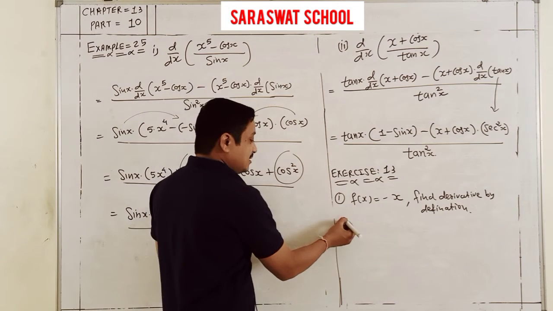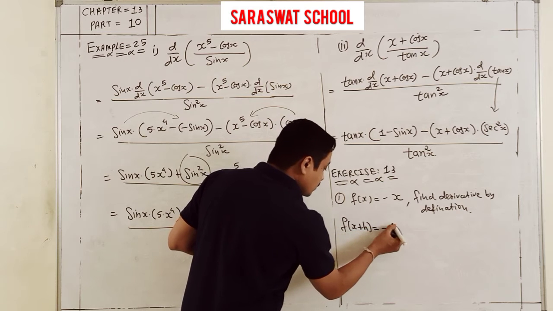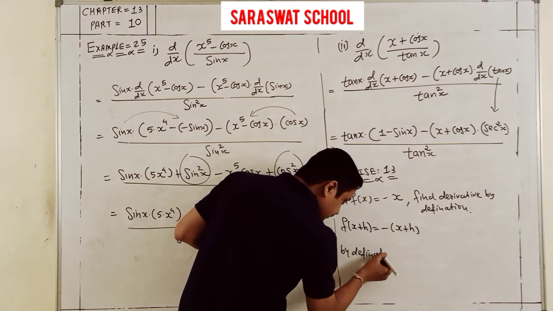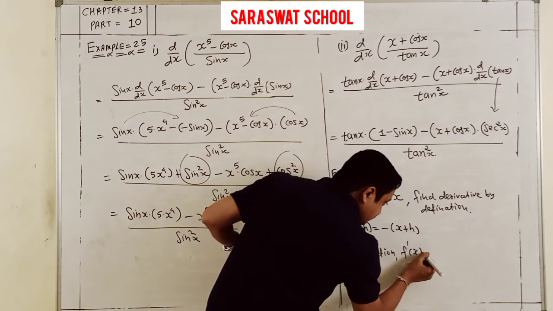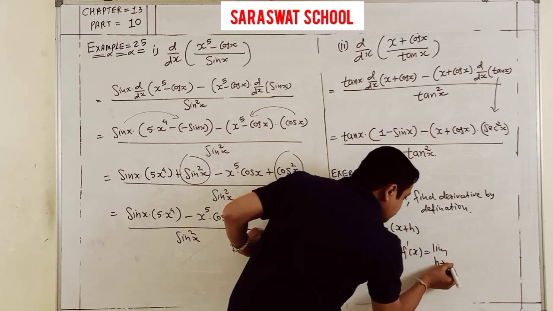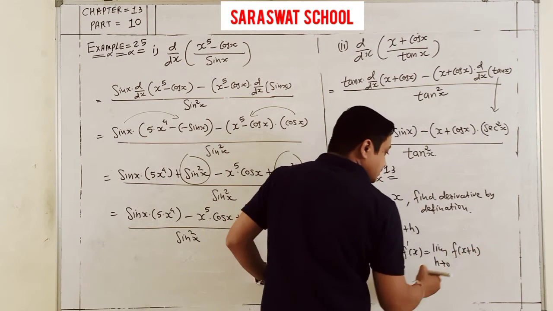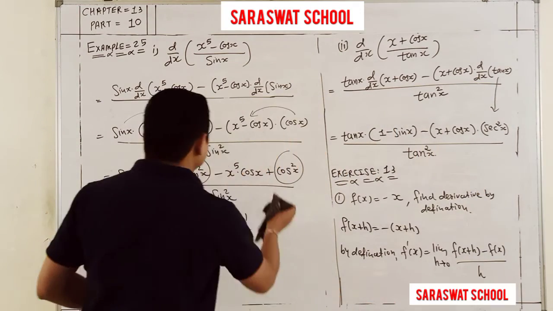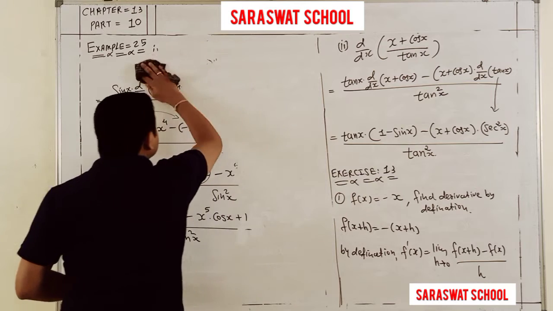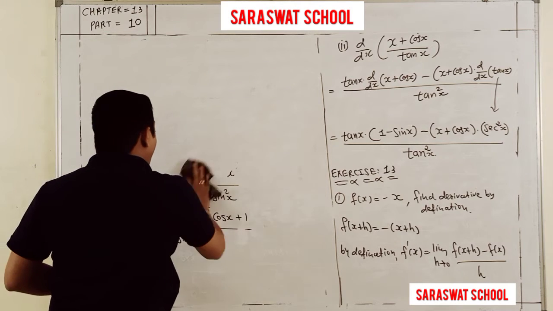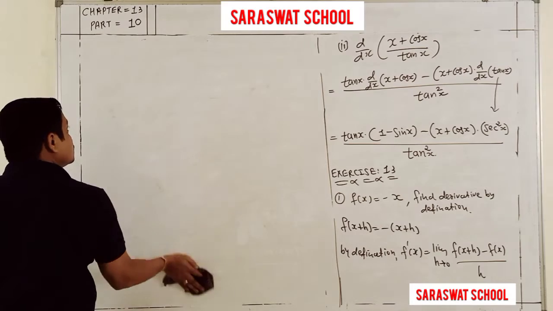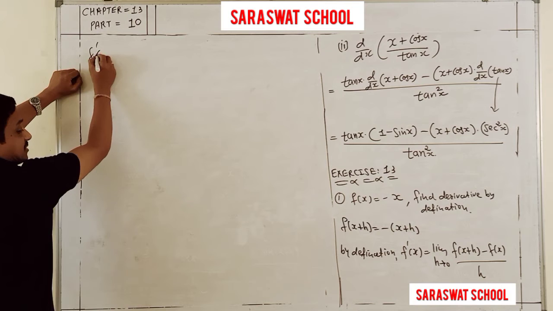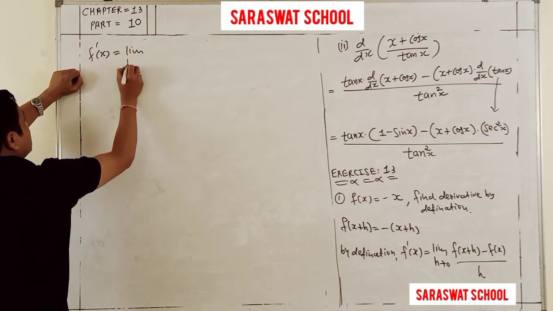f of x plus h is minus x plus h, and by definition f dash x is the limit h tends to 0 of f of x plus h minus f of x by h, and put down the values one by one according to the derivation. So indirectly my answer comes simply: limit h tends to 0.